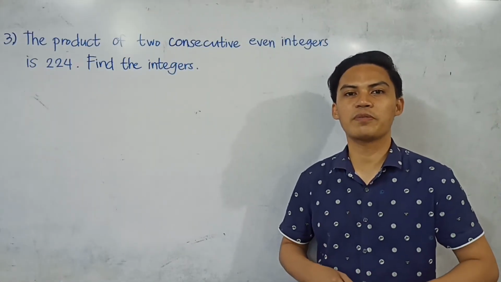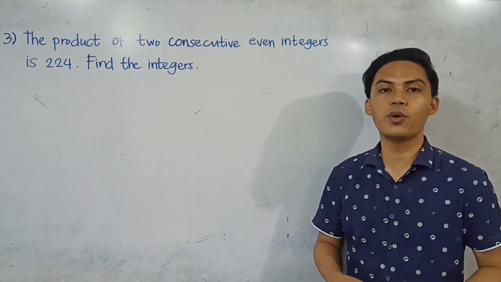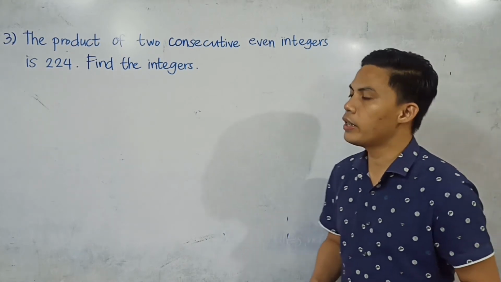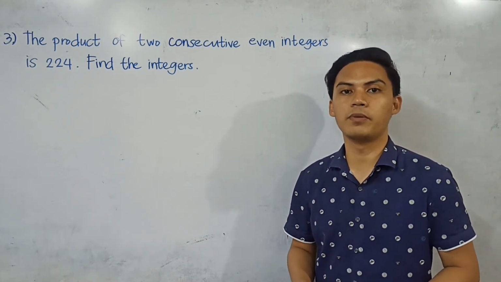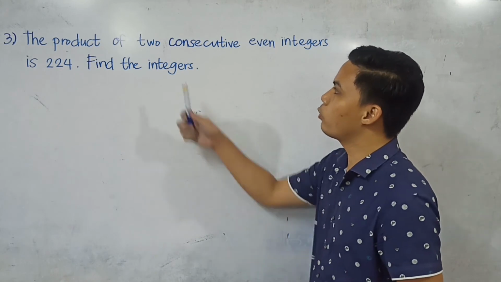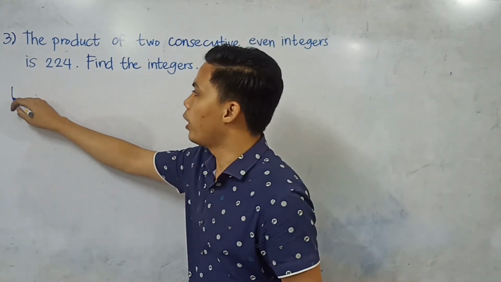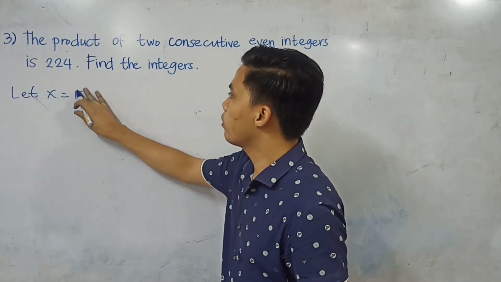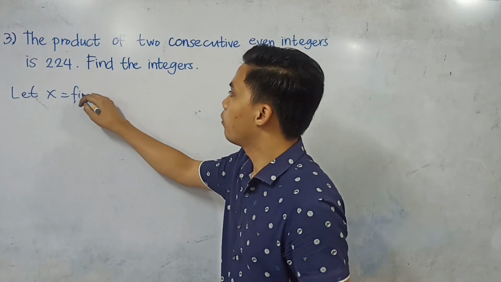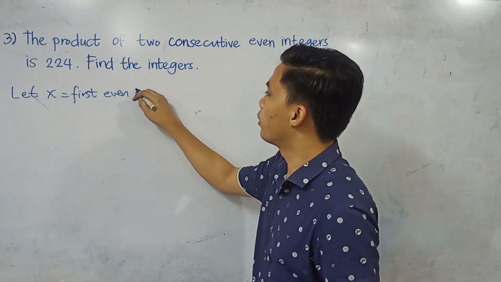Okay, done with our last problem. The product of two consecutive even integers is 224. Find the integers. Again, first step, we're going to represent the problem. So we are considering two consecutive even integers. So we're going to let x be our first even integer.